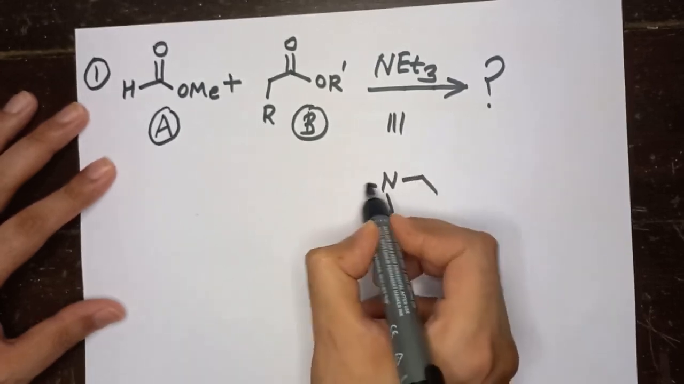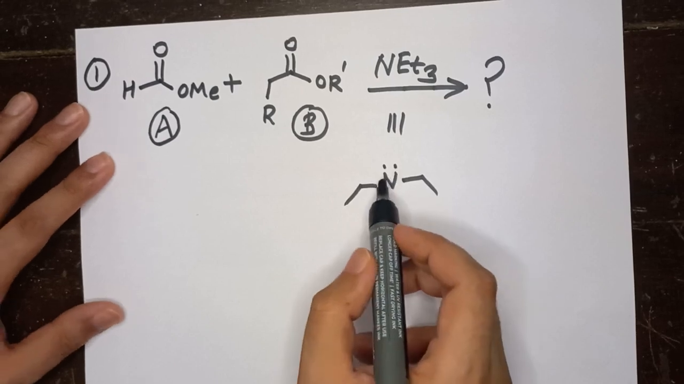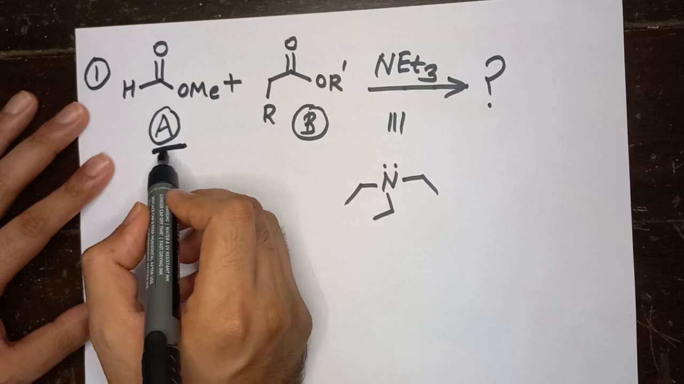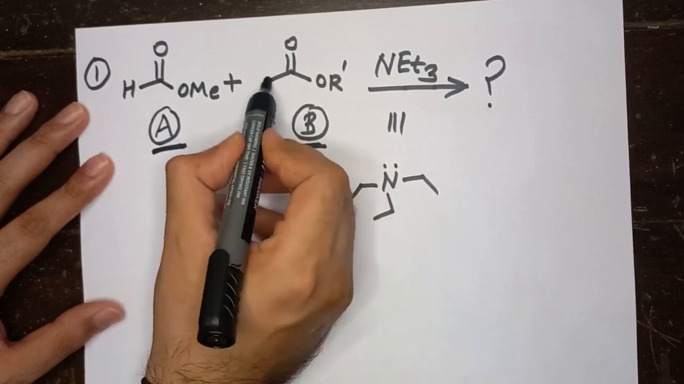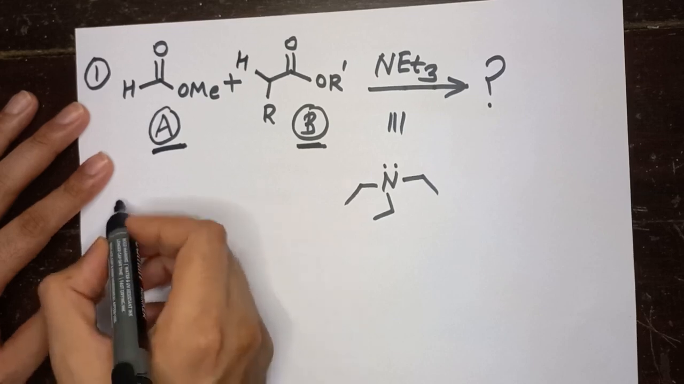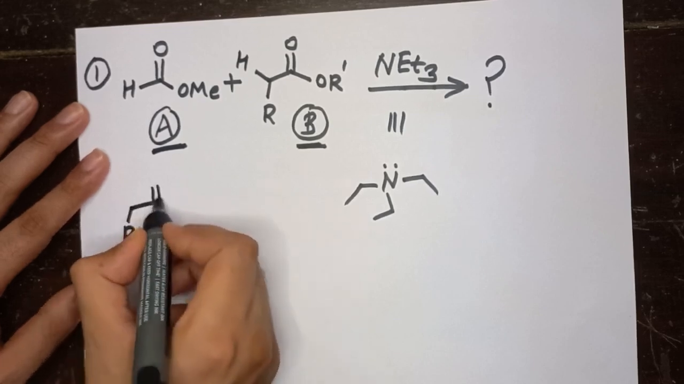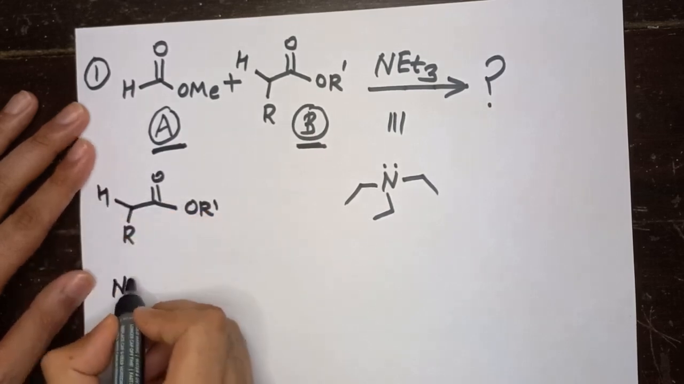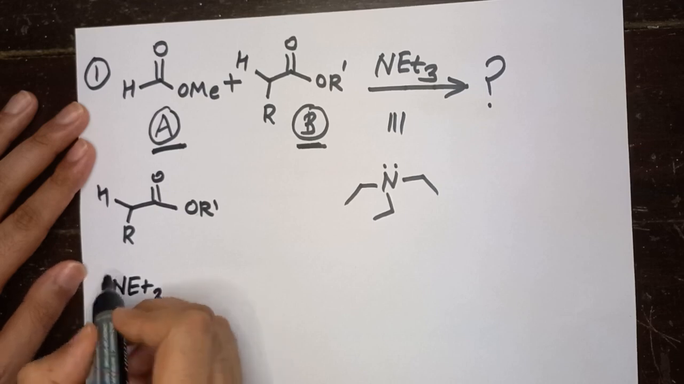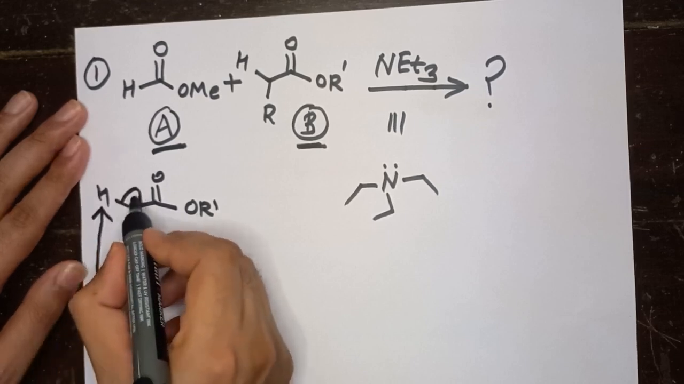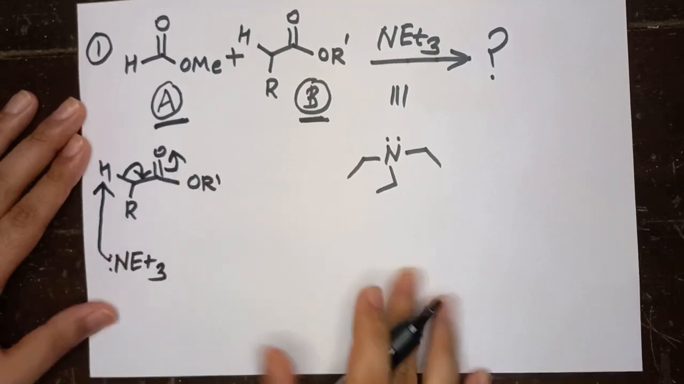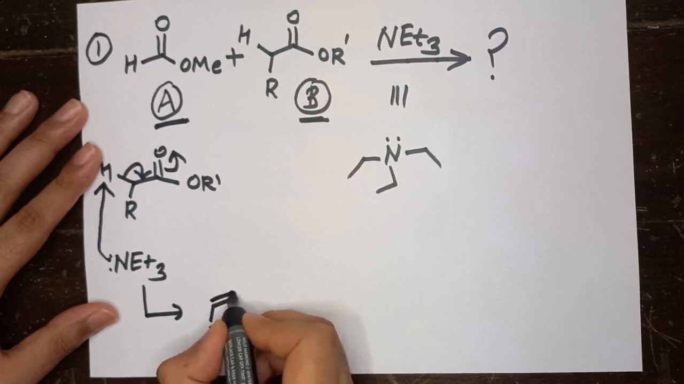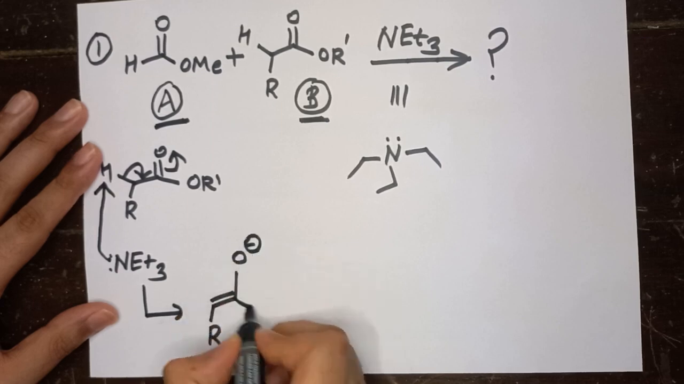So this is my triethylamine. It's going to grab the acidic proton. In ester A, there is no acidic proton present. But in ester B, we do have this acidic proton. So my triethylamine will come, grab this hydrogen, generate an enolate, and we will have this intermediate.